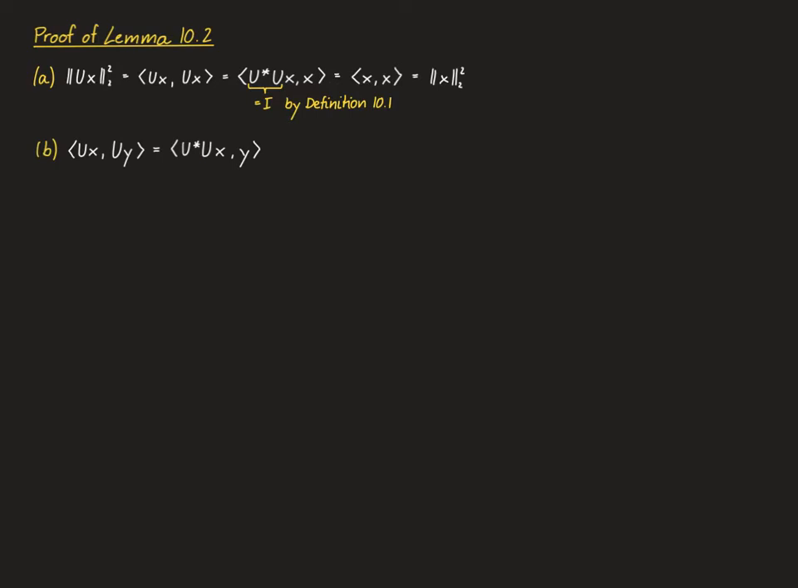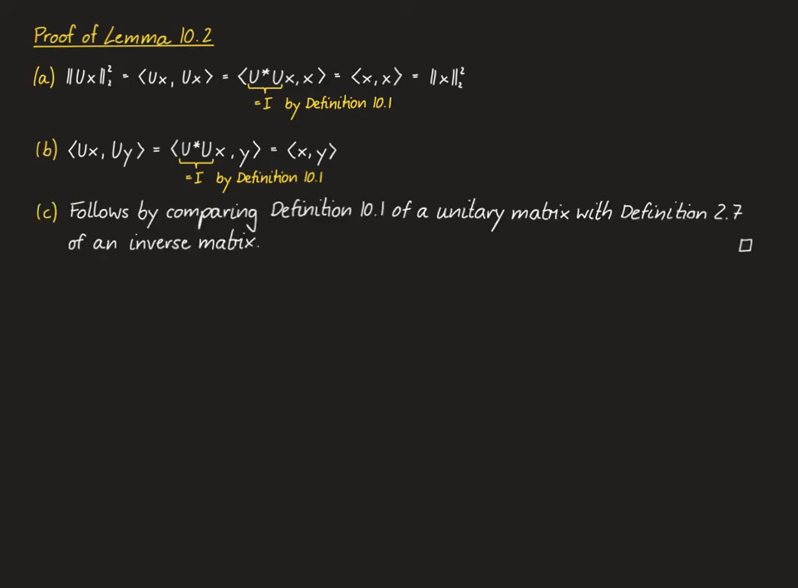So the inner product of Ux with Uy is equal to the inner product of U star Ux with y. And since U star U is equal to identity, this is equal to the inner product of x with y. And finally, part C follows directly by comparing definition 10.1 of a unitary matrix with definition 2.7 of an inverse matrix.